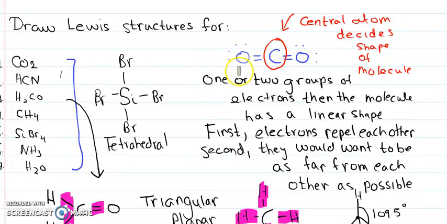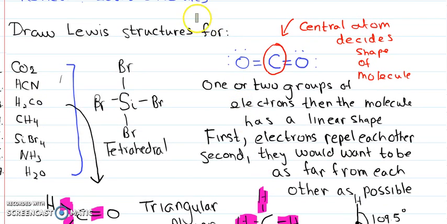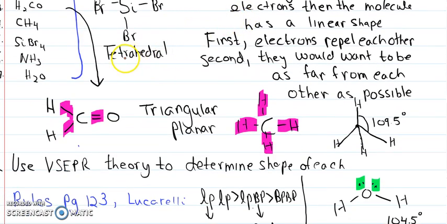And so that's why I wrote first the electrons need to repel each other, and second, they would want to be as far as possible from each other. And that gives us a linear arrangement which has a 180-degree angle. It's a linear molecule. Now, we also talked about trigonal planar.